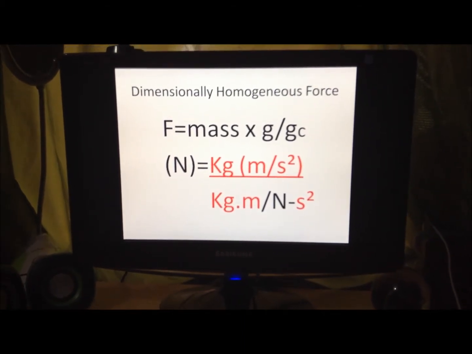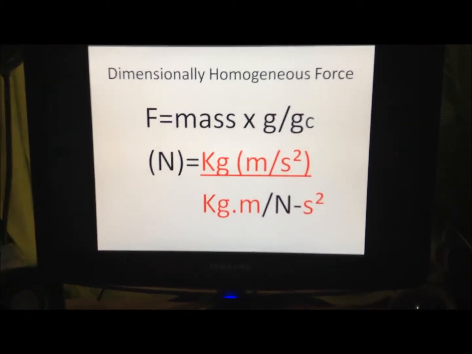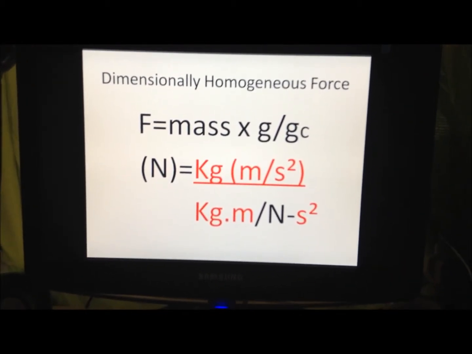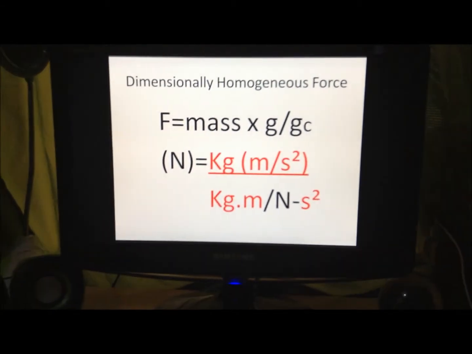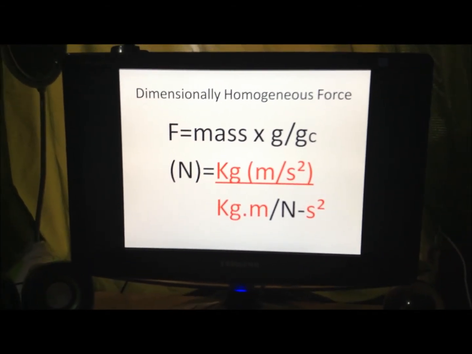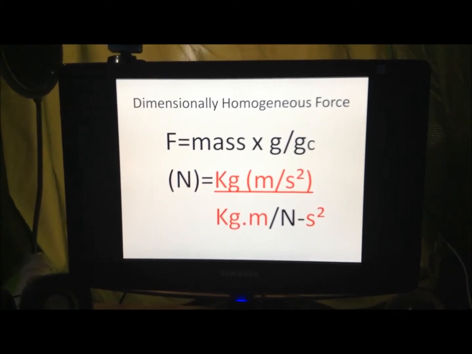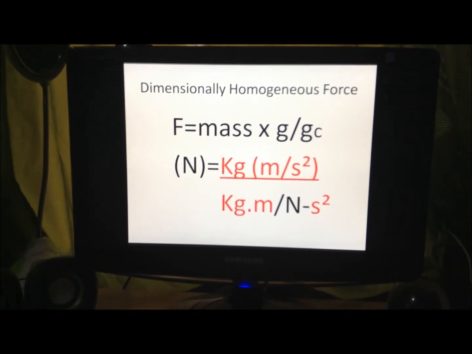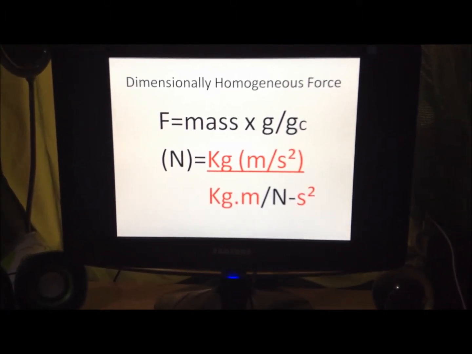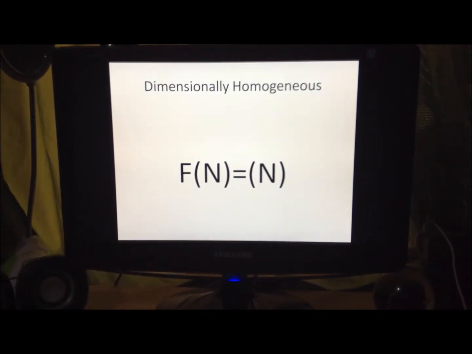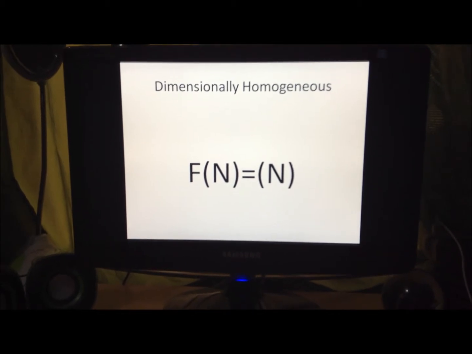If we have to make it dimensionally homogeneous, we have the formula mass times the gravitational acceleration divided by the G sub c, which is equal to kilogram meter per second squared divided by kilogram meter per Newton second squared. As you can see, the variables in red will be cancelled out and will vanish. Then we have the force in Newton equal to Newton, which is dimensionally homogeneous.